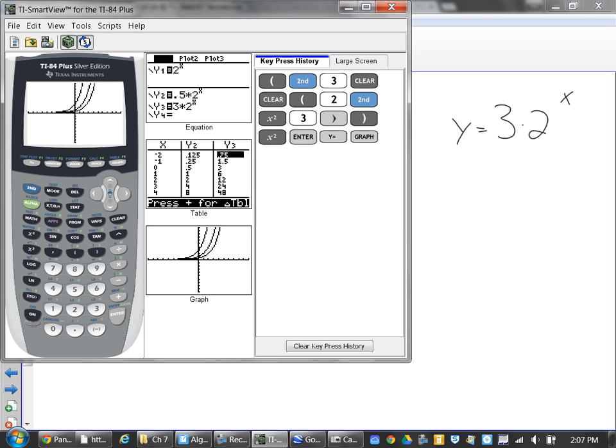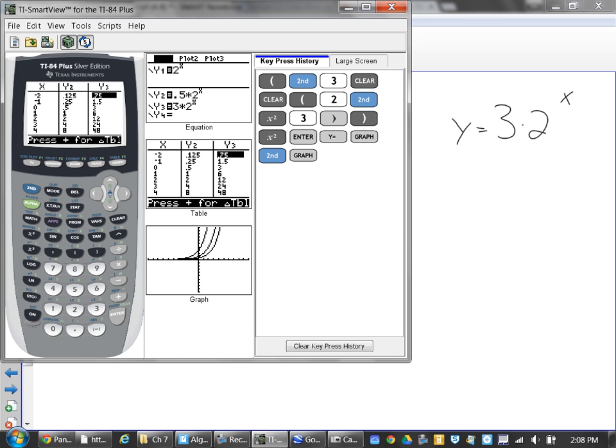You have those 3 graphs. Now, when you're looking at these 3 graphs, you can go to your table and look at the values that are occurring. The x values aren't changing for any one of these graphs. The x values are still being calculated the same way: -2, -1, 0, 1, 2, 3, 4, and so on.